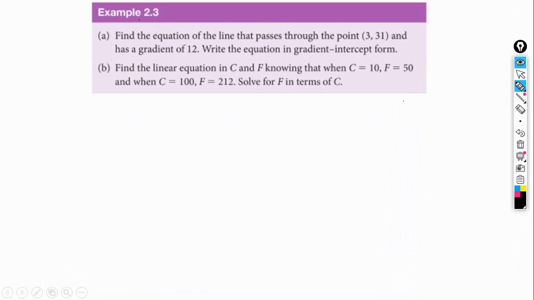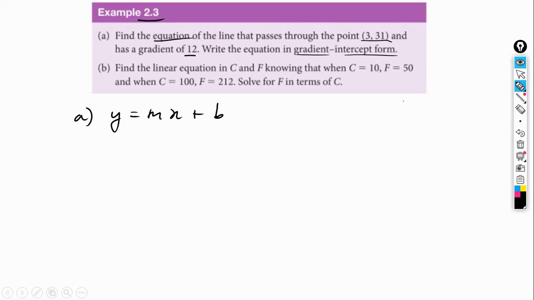Very well, so now we are on example 2.3, and part A says, find the equation of the line that passes through the point 3, 31 and has a gradient of 12. Write the equation in the gradient intercept form. So the gradient intercept form, recall that is y is equal to mx plus b or plus c. But we're not going to use this form directly. We're rather going to use the gradient and point form.